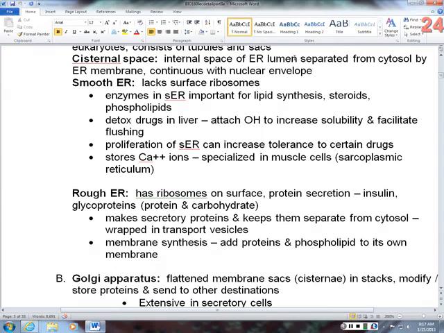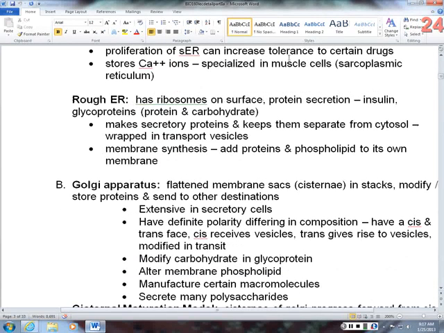So a cell can have both rough and smooth ER. It's not going to have exclusively one or exclusively the other. You'll have a mix in there, and they just have different functions. And then you usually have some free ribosomes that will have their own separate functions in the cell too.